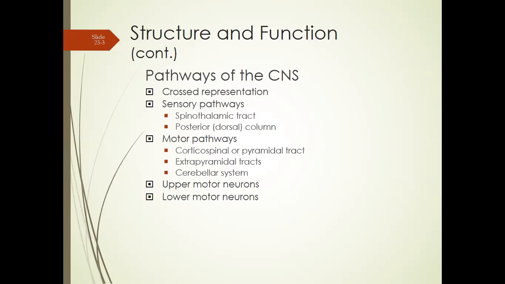Now we are talking about the upper motor neuron and the lower motor neuron. What is the upper motor neuron? These are the neurons which are present in the brain. Lower motor neurons are the neurons present in the spinal cord, for example, the anterior horn cell, also known as the lower motor neuron.